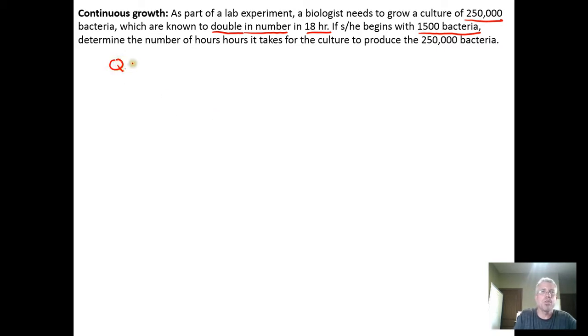So if we assume that the bacteria grow exponentially, then we can model their growth with the exponential growth model, Q equals Q naught e to the RT. This is the continuous exponential growth model. And then we can catalog the information that we're being told in the paragraph. We're told that we begin with 1,500 bacteria, which means at time equals 0 there are 1,500 bacteria present, and in the exponential growth model, Q naught is the initial number of bacteria.